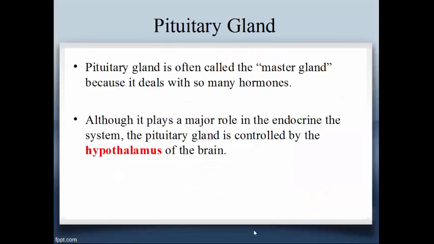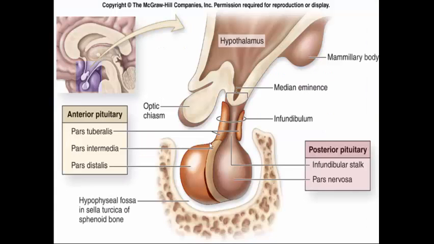Probably the biggest player in the endocrine system is the pituitary gland. And it's so important, it's often called the master gland because it controls so many hormones. And even though it plays such a major role in the endocrine system, the pituitary is controlled by a section of the brain called the hypothalamus. About half of the pituitary gland is really just an extension of the hypothalamus. If you see it here, it actually grows into the back part of the pituitary gland, the posterior lobe. So there are two different sections which we'll talk about next. But the hypothalamus is what controls all the pituitary gland.